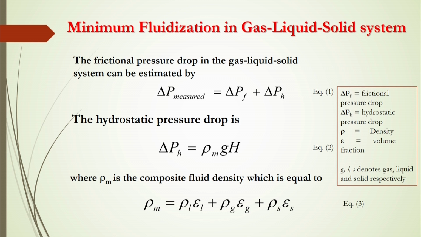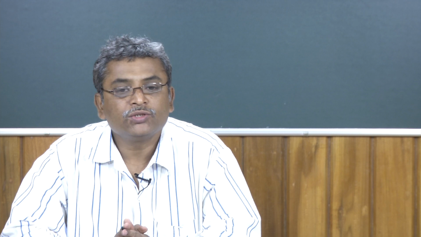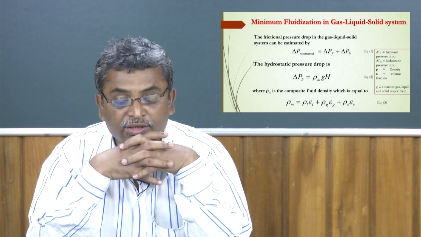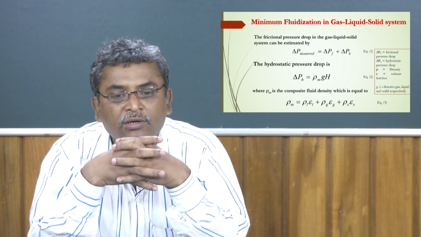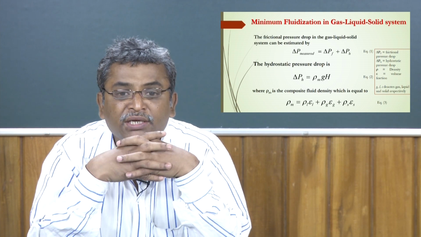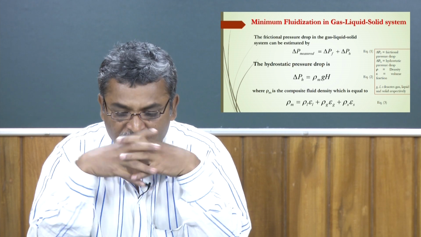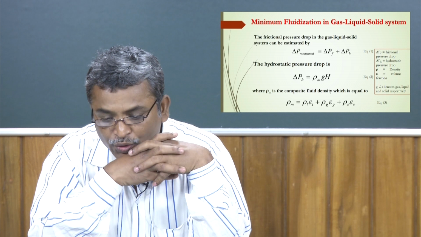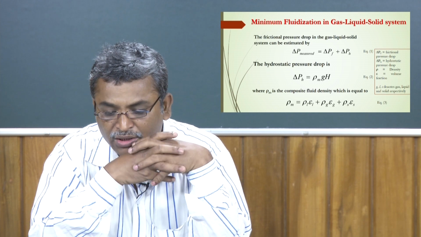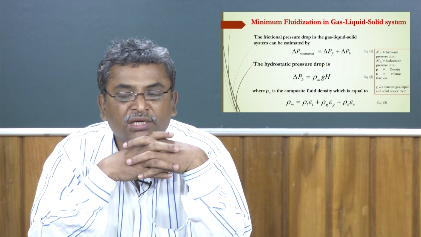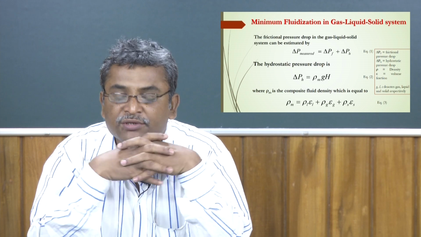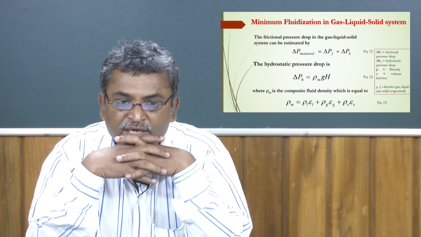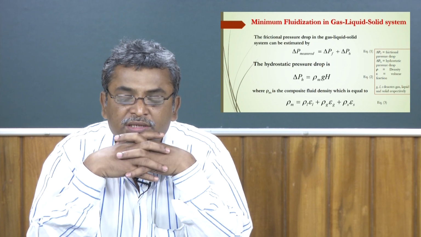Now, minimum fluidization in gas, liquid, solid system. So, up to this we have calculated for gas solid and liquid solid, so we can easily calculate what will be the minimum fluidization velocity. But in case of gas, liquid, solid system, there is interaction of the solid particles with not only a single gas or single liquid, here both the gas and liquid will be there simultaneously.